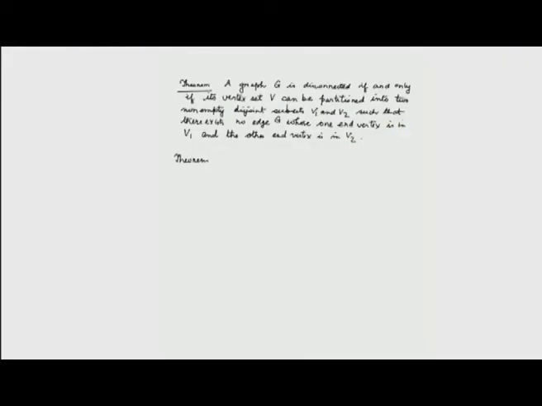Now, we move on to the next theorem, which states that if a graph has exactly two vertices of odd degree, then there must be a path joining these two vertices.